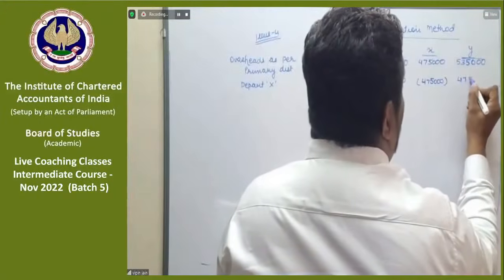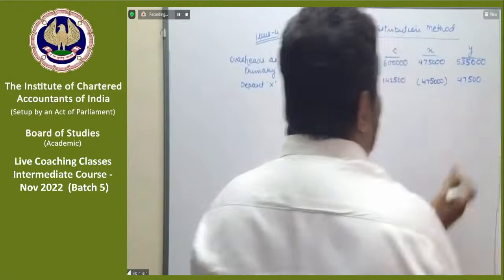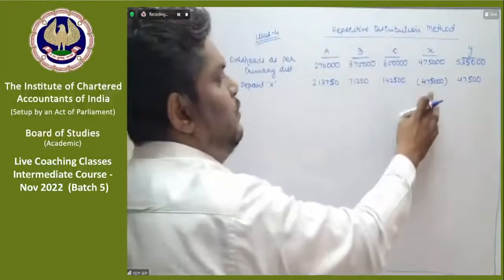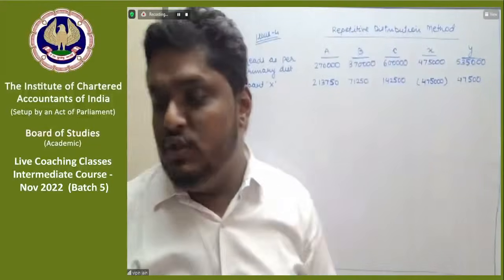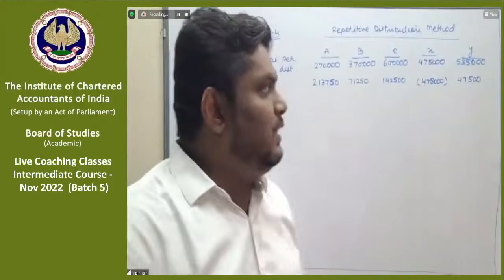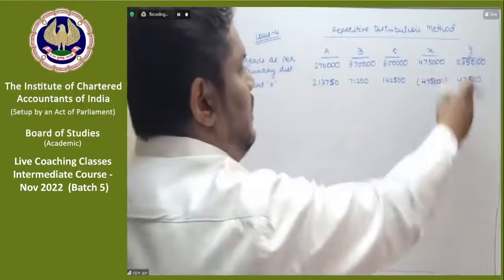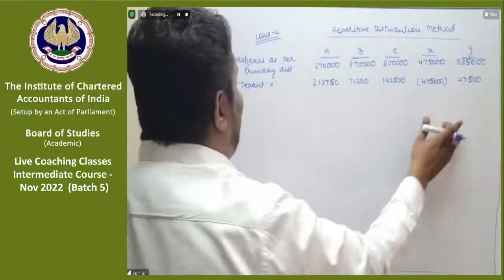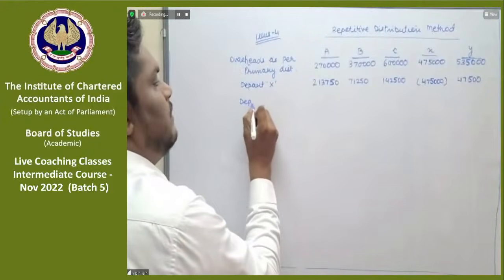$47,500. This is the simplest method, guys, wherein we have distributed 4,75,000 in the ratio of 45:15:30:10. Now we have the total overheads of Y, so let's distribute it to A, B, C, and X. So department X.